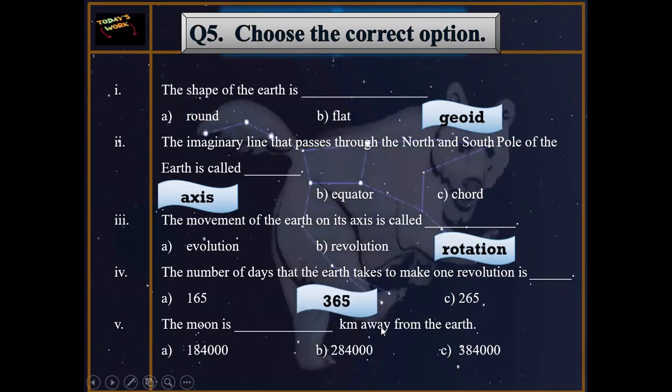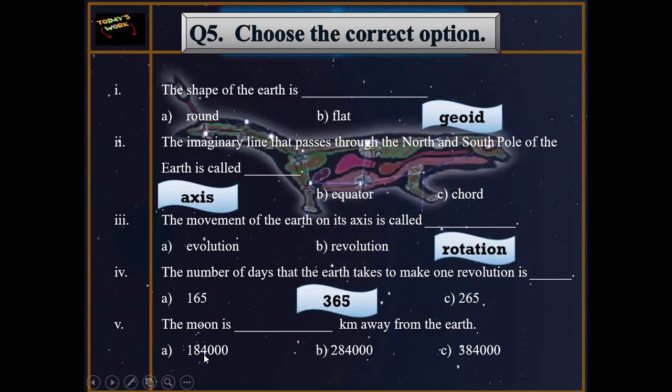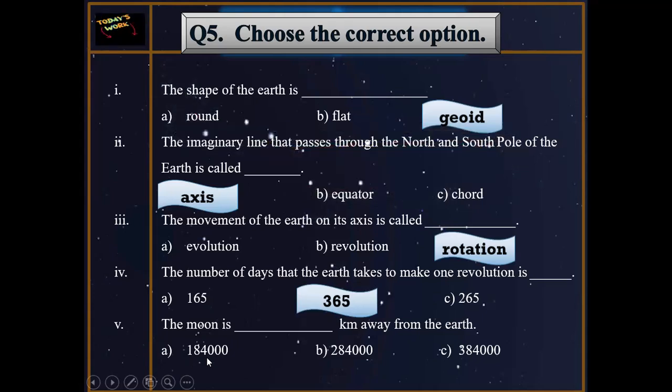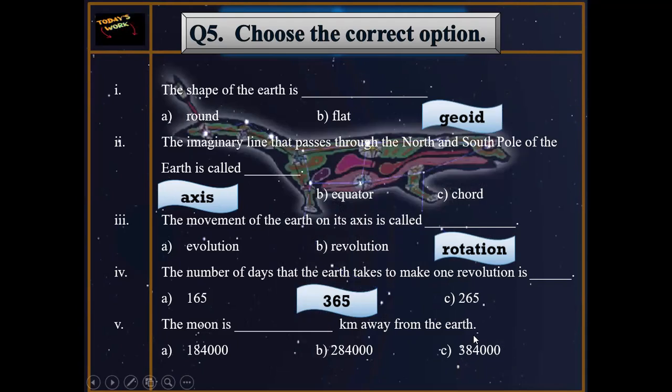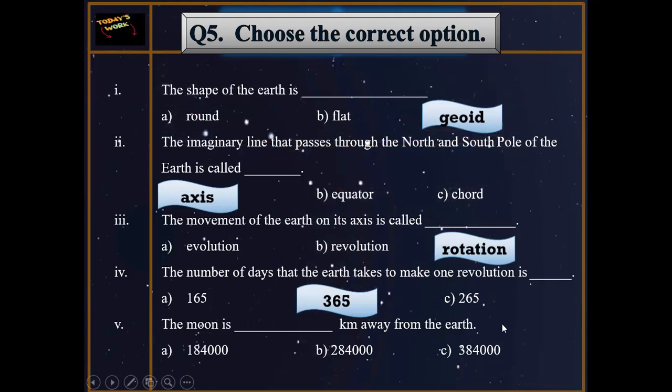The moon is dash kilometers away from the Earth: 184,000, 284,000 or 384,000. Yes, the moon is 384,000 kilometers away from the Earth.